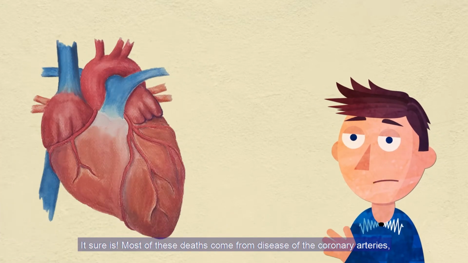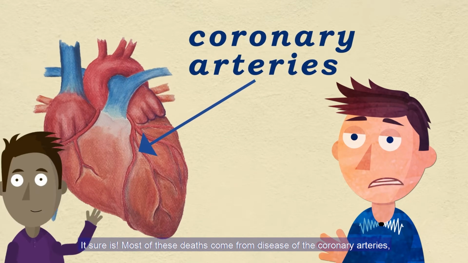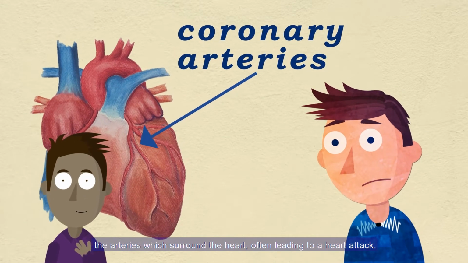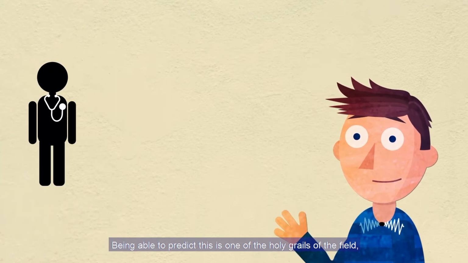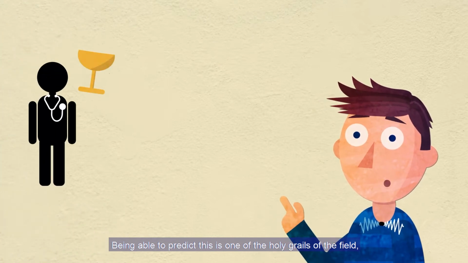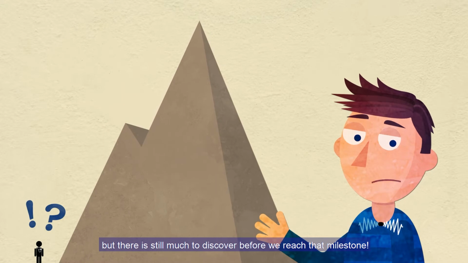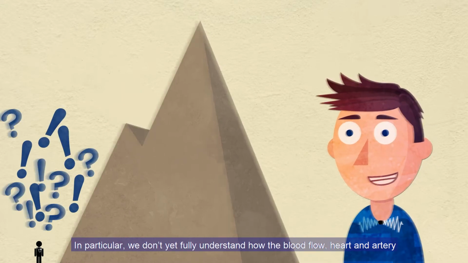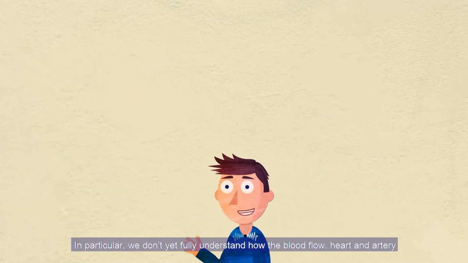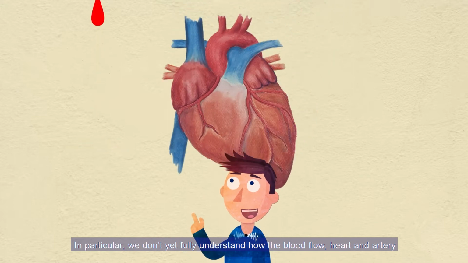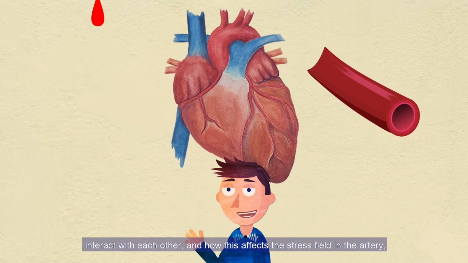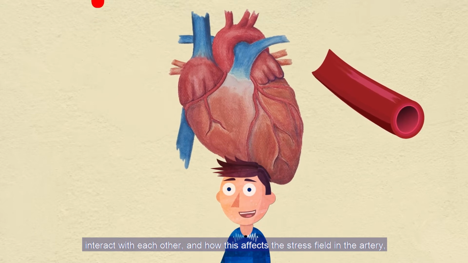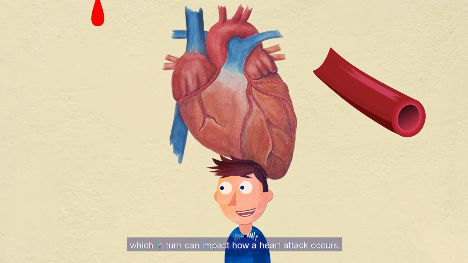Most of these deaths come from disease of the coronary arteries, the arteries which surround the heart and often lead to a heart attack. Being able to predict this is one of the holy grails of the field, but there is still much to discover before we reach that milestone. In particular, we don't yet fully understand how the blood flow, the heart, and the artery interact with each other and how this affects the stress field within the artery, which in turn can impact how a heart attack occurs.